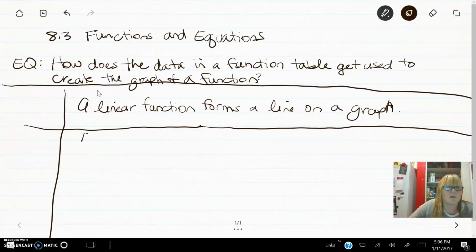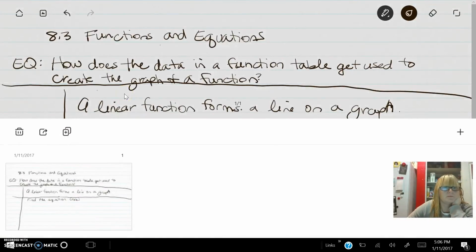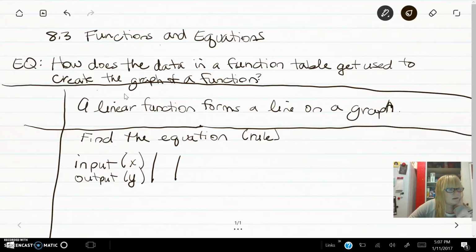All right, so find the equation of the data table. Okay, so the equation is just a fancy name in math for the rule. All right, here we have input, and output. All right, and here is the data.